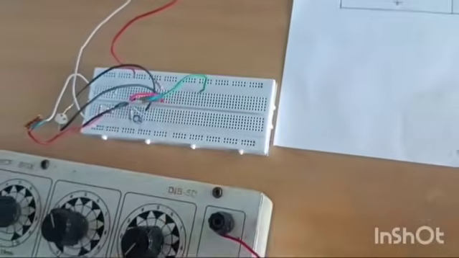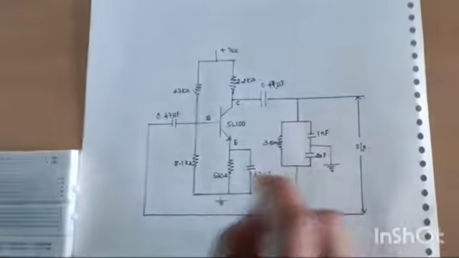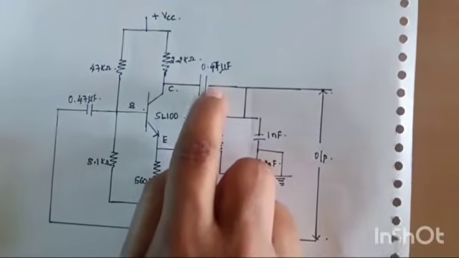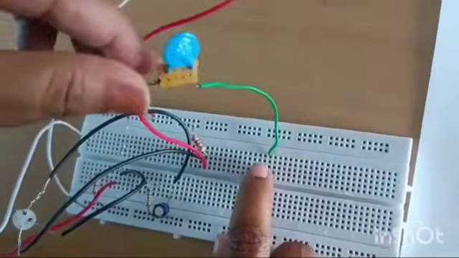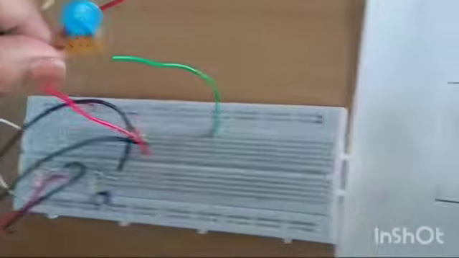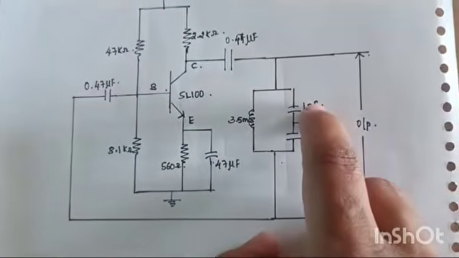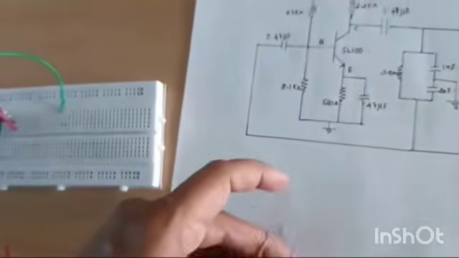Now I'll connect this. You see the circuit diagram. From one end of the 0.47 microfarad capacitor, this is the 0.47 microfarad capacitor, from the other end of this 0.47 microfarad, we need to connect it to one end of the inductor and also one end of the 1 nanofarad capacitor. This is a 1 nanofarad capacitor. All three are 1 nanofarad only.